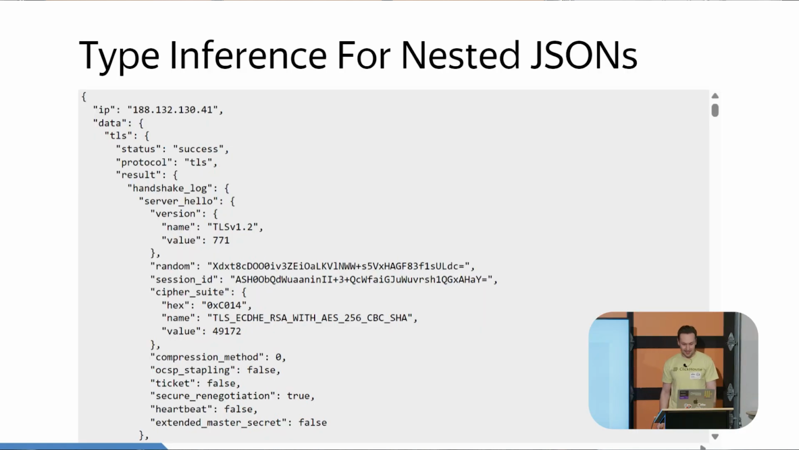OK. The next feature is about type inference. I already presented about type inference a year ago. And here I want to present some enhancement for the type inference. So the main point is that it works for arbitrarily nested JSON. Here you can see some arbitrarily nested JSON. But do you know how long it will be if I will scroll down?